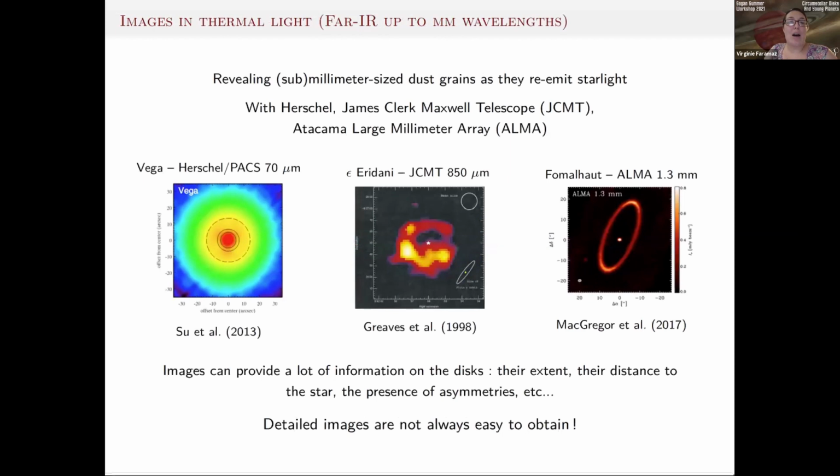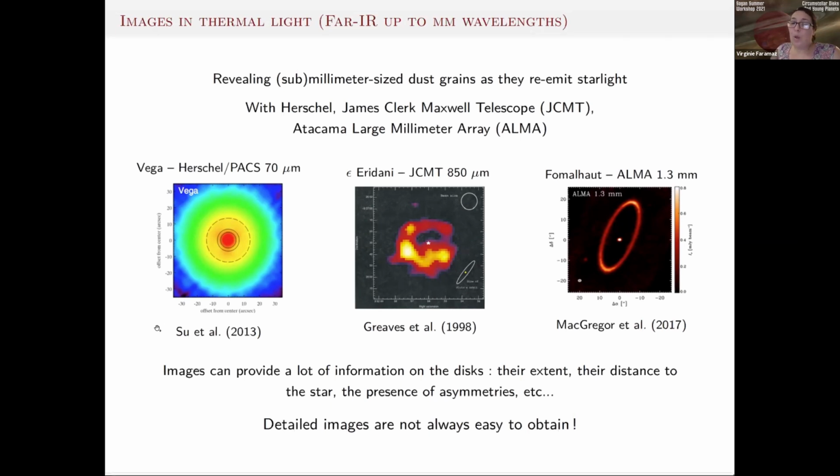And so here, if you go to longer wavelength with, let's say, Herschel, here you have an image of Vega at 70 microns. So like I was saying, here you have bigger grains, several tens of microns, that are being revealed. And here are other facilities, the JCMT, the James Clerk Maxwell Telescope, and ALMA, which Carl introduced in his talk. And here you have grains of several hundreds of microns and millimeter size that are being revealed.